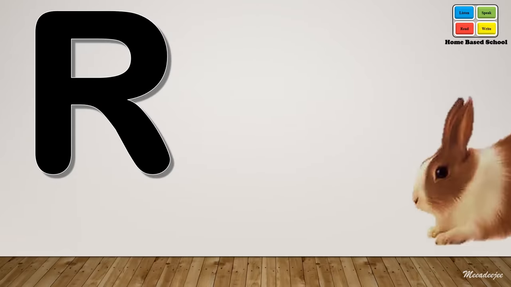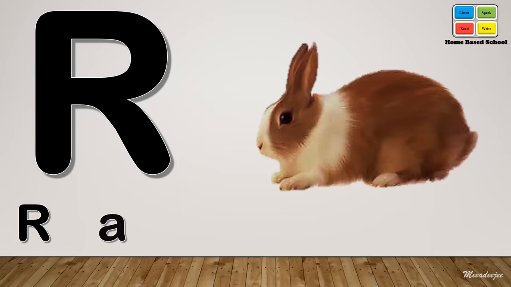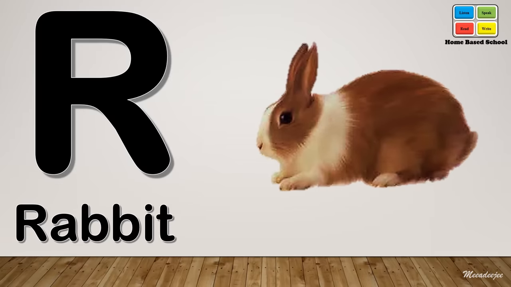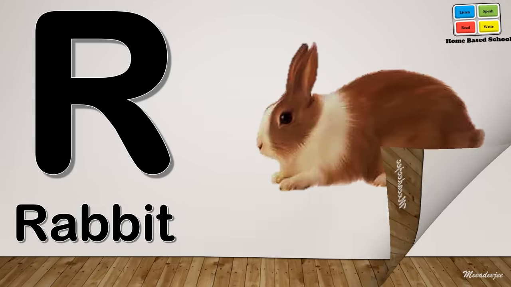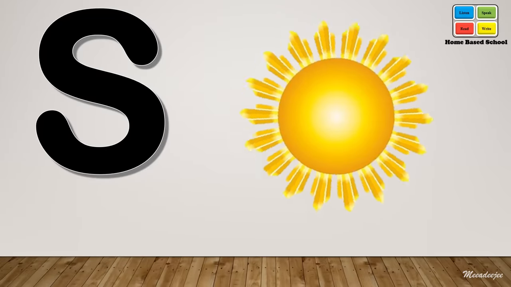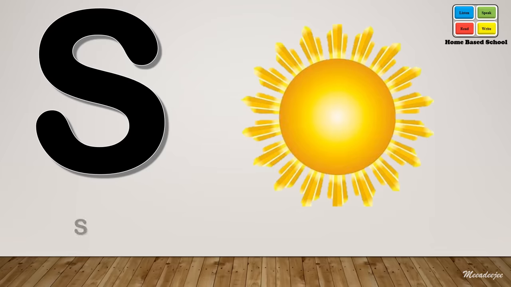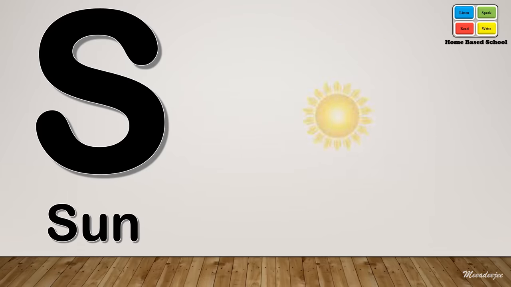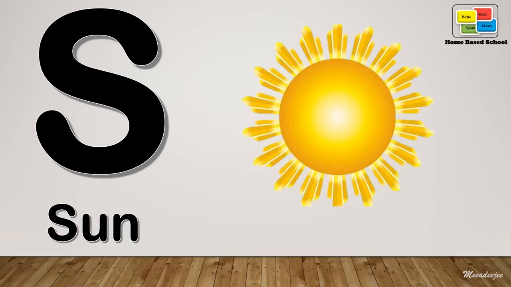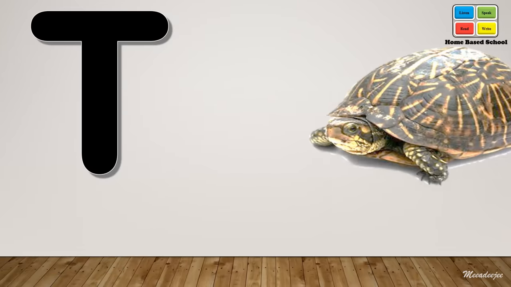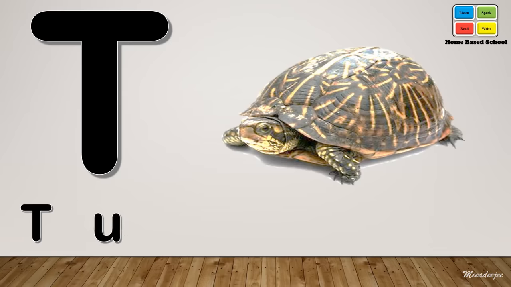R for rabbit. R, A, double B, I, T, rabbit. S. S for sun. S, U, N, sun. T. T for turtle. T, U, R, T, L, E, turtle.